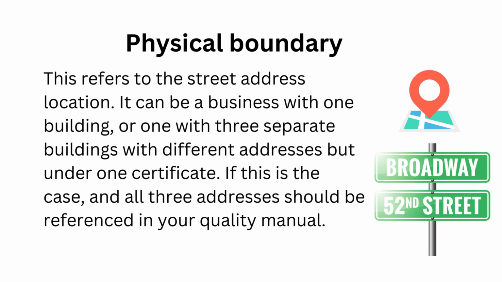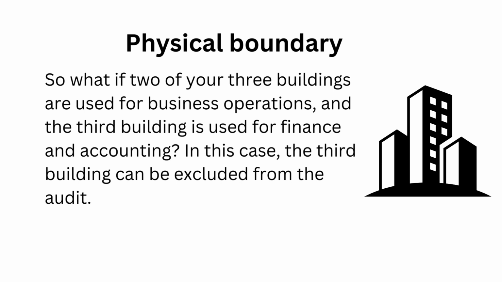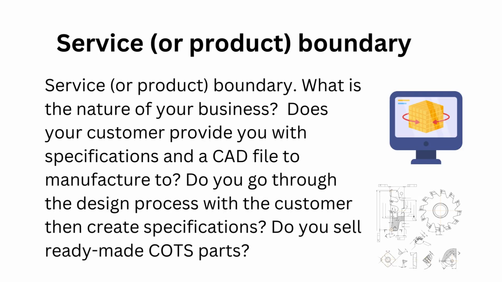It can be a business with one building or one with 3 separate buildings with different addresses but under one certificate. In that case, all 3 addresses should be referenced in your quality manual. So what if 2 of your 3 buildings are used for business operations, and the 3rd building is used for finance and accounting? In this case, the 3rd building can be excluded from the audit.